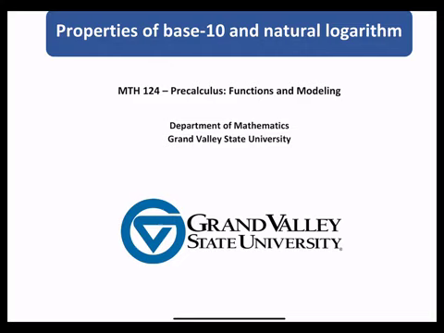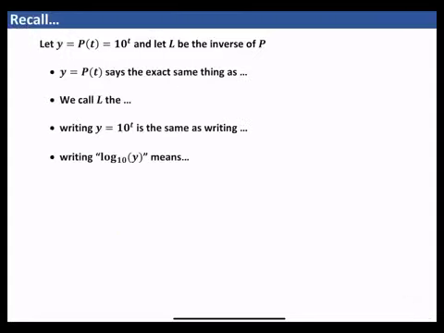Hello. In this screencast, we will quickly review the properties of the base 10 logarithm and then identify the properties of the base e logarithm, which we call the natural logarithm. In our previous work, we let y equal p of t equal 10 to the t power and L be the inverse of p. We reviewed properties of inverse functions and introduced a new name and notation for the inverse function L. Pause the video and recall our previous work.